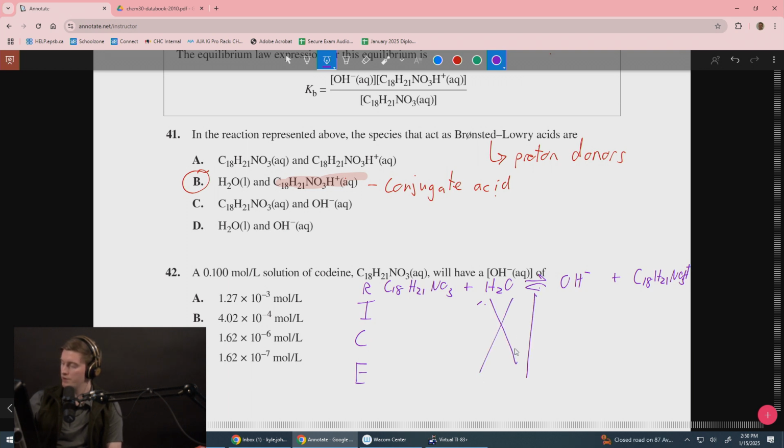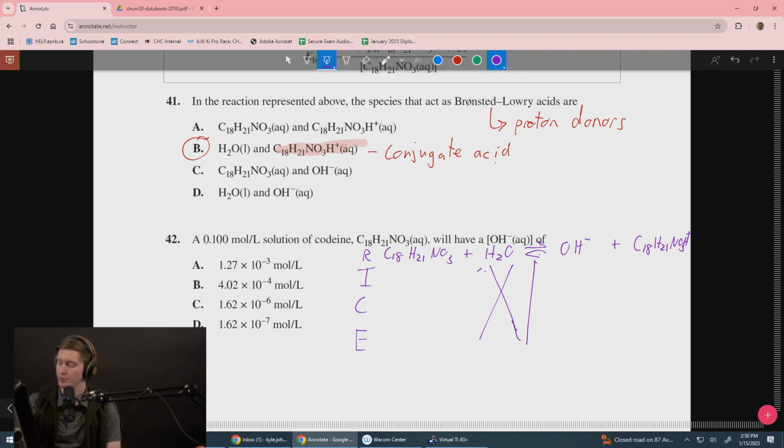Water is not going to be involved in this ice table. It's not involved in the equilibrium expression. Its concentration doesn't really change. It's the solvent. Our initial concentration of our codeine is 0.100 mole per liter. Our initial concentration of our hydroxide and our conjugate acid is 0. This is going to change by x, and these are going to increase by x.